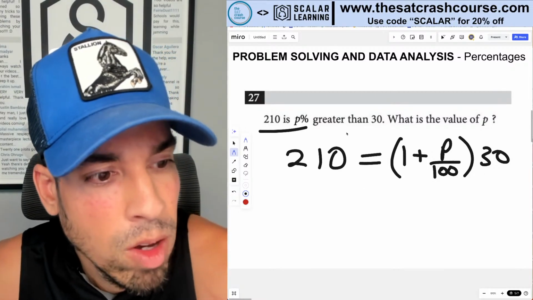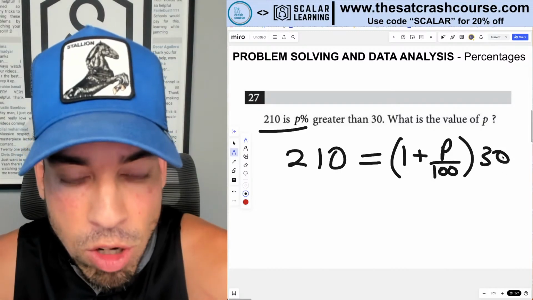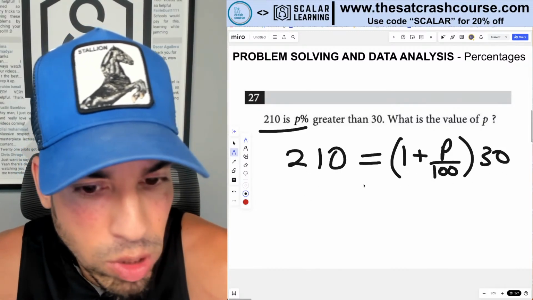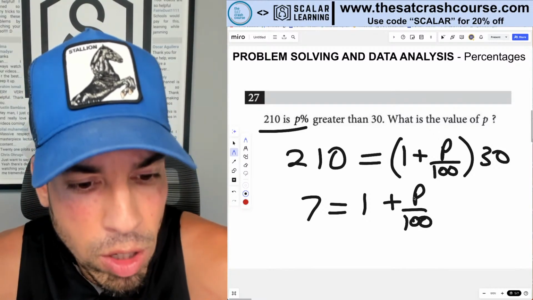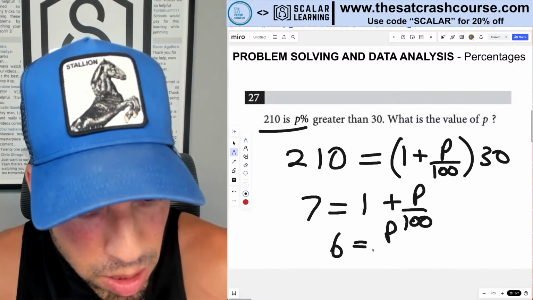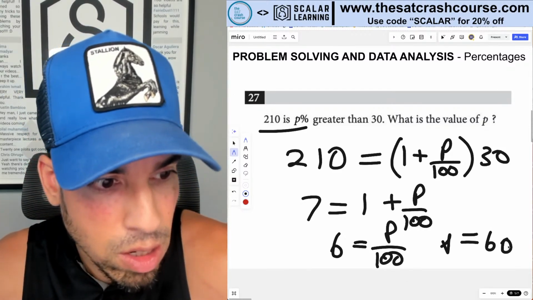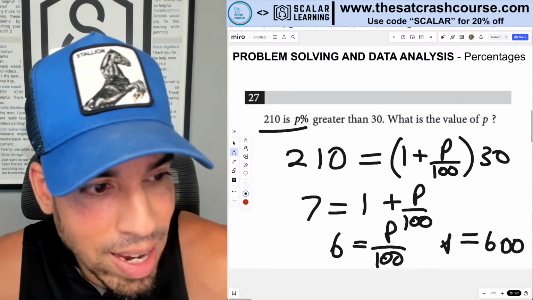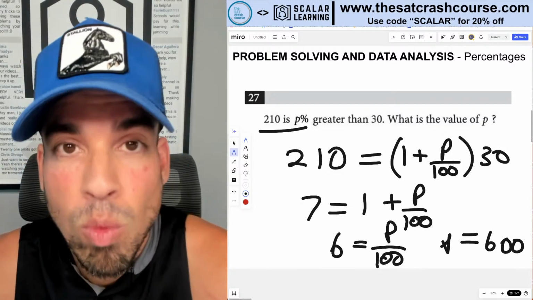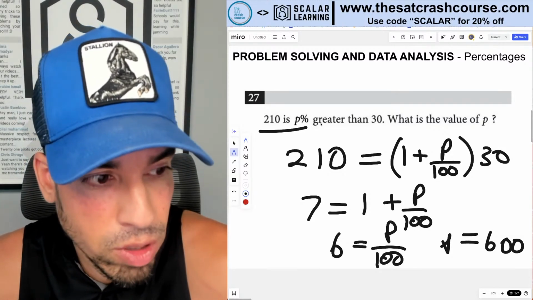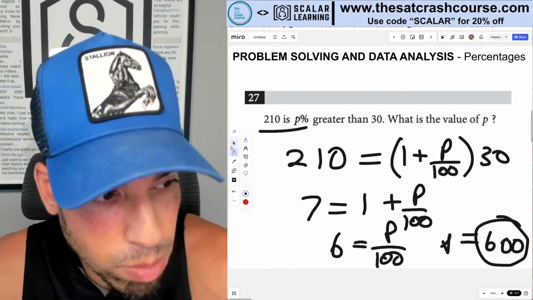Okay. So now it says, what is the value of p? Well, we got an equation. All we got to do is solve. So I'm going to start by dividing both sides by 30. And 210 divided by 30 is 7. 7 equals 1 plus p over 100. We are going to minus 1. We got 6 equals p over 100. Multiply both sides by 100. And p equals 600. So 210 is 600% greater than 30. Well, what's 600% of 30? 180. 180 plus 30 is 210. It makes sense. So 600 is the winner. And you don't need a percent symbol.